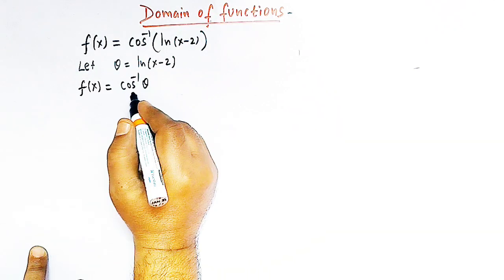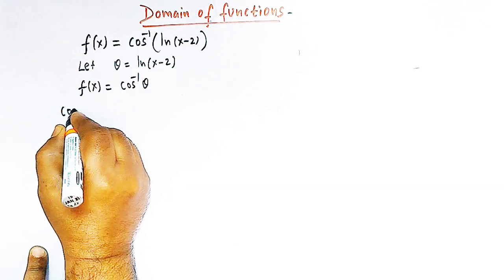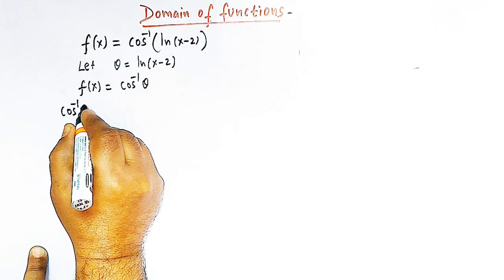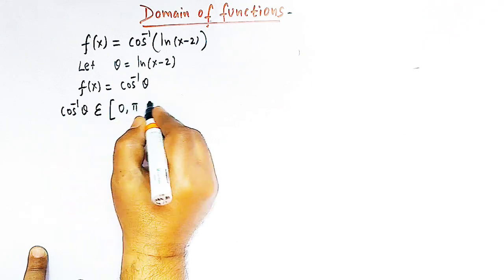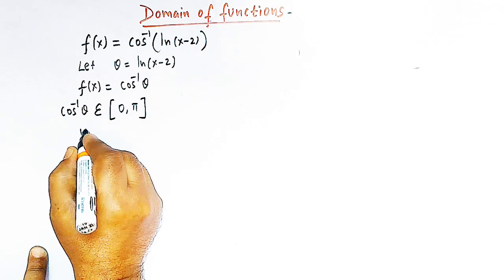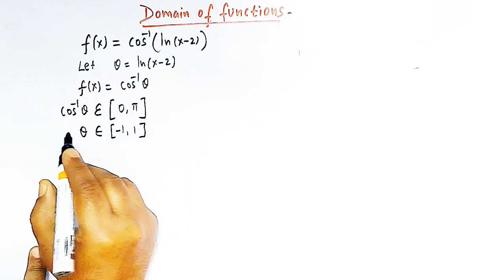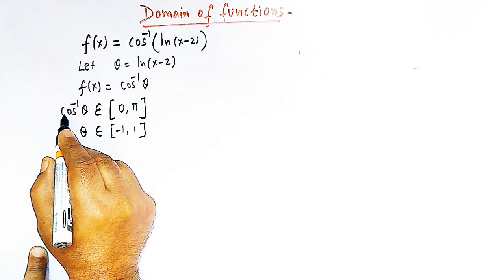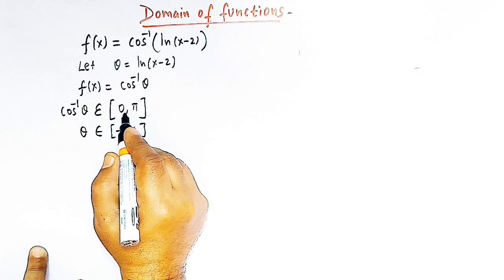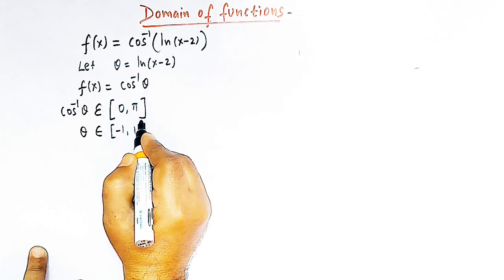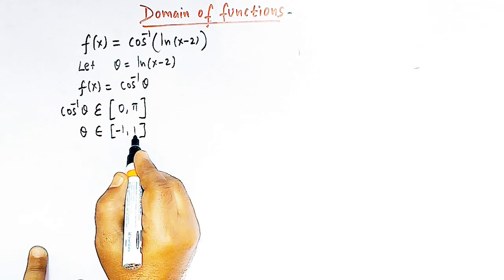Okay, now from inverse trigonometric functions we know that the range of cosine inverse theta is given by this interval, that is 0 to pi, provided theta belongs to the interval minus 1 to 1. So the principal value branch of cos inverse theta belongs to this interval, that is 0 to pi. This is the closed interval, and provided theta belongs to minus 1 to 1.